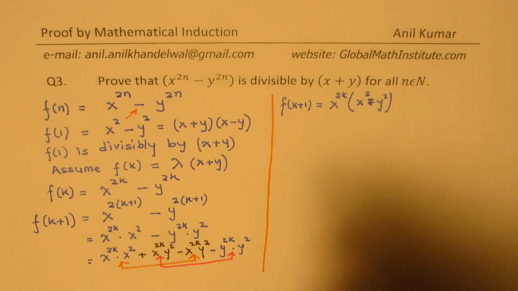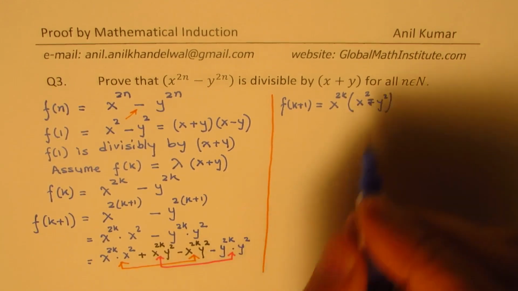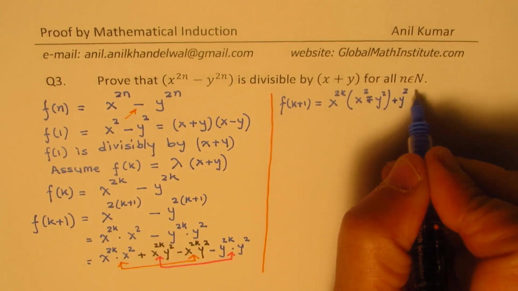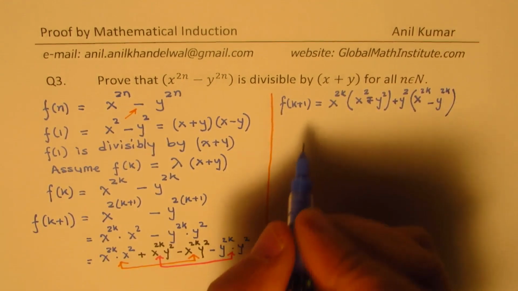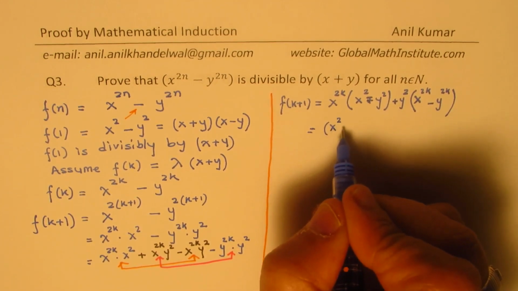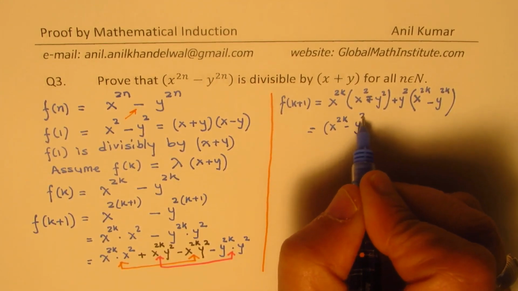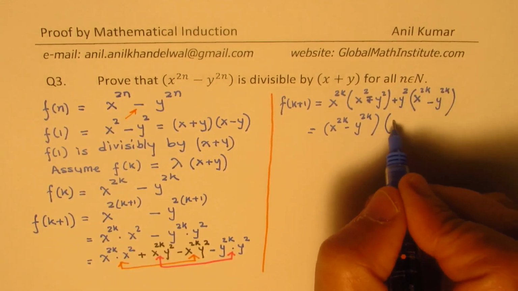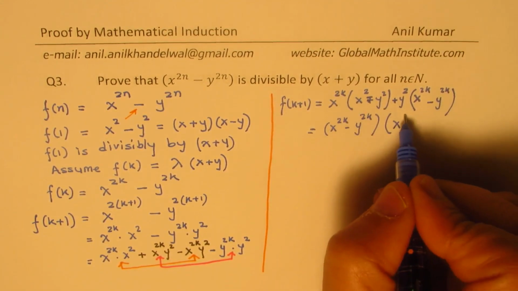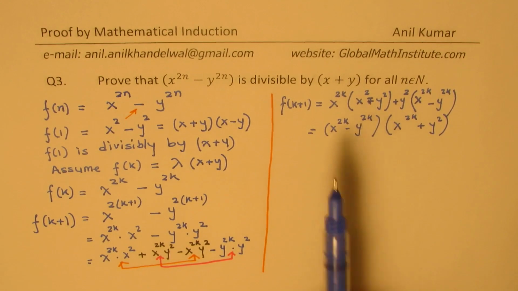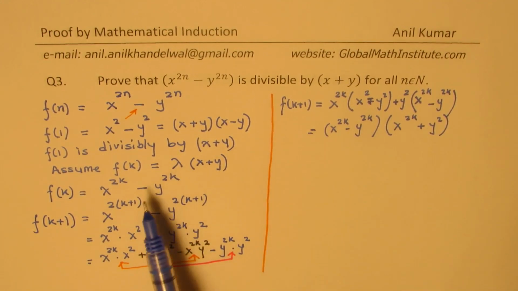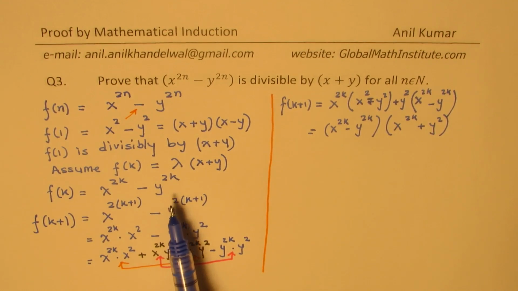And so we get, taking second and the fourth term, y squared is common. So we get plus y squared. And what we get here is x to the power of 2k minus y to the power of 2k. So we have a common term which is x to the power of 2k minus y to the power of 2k. And within this bracket, we get x to the power of 2k plus y squared. Perfect. Now, x to the power of 2k minus y to the power of 2k has been assumed to be equal to lambda times x plus y, right? So that is our assumption.